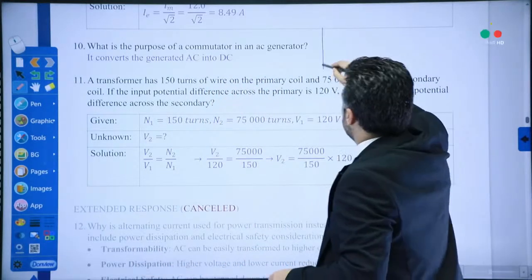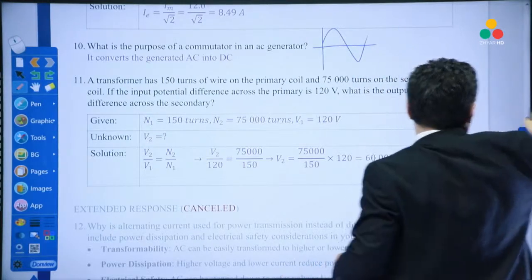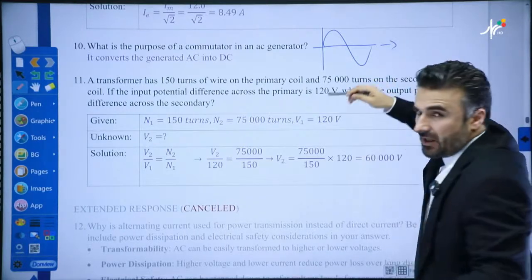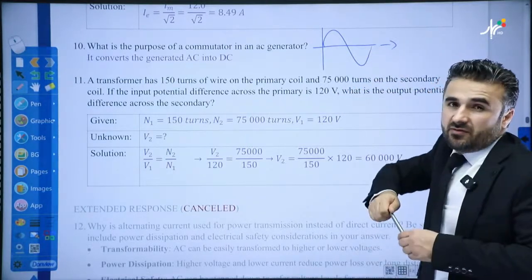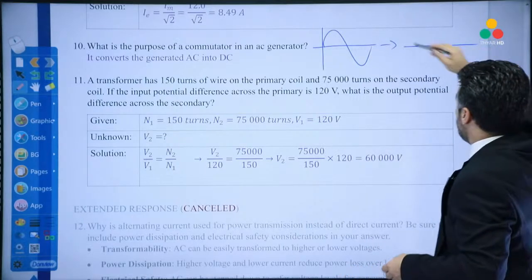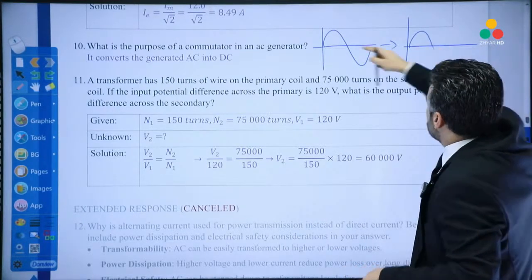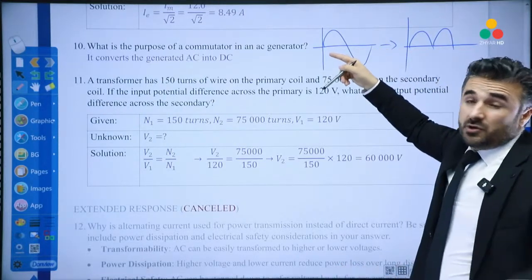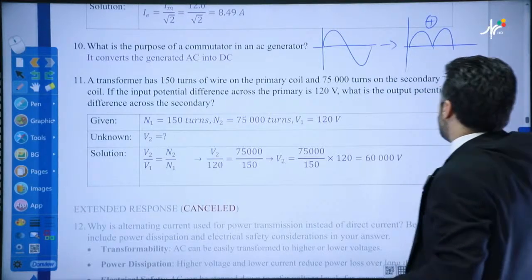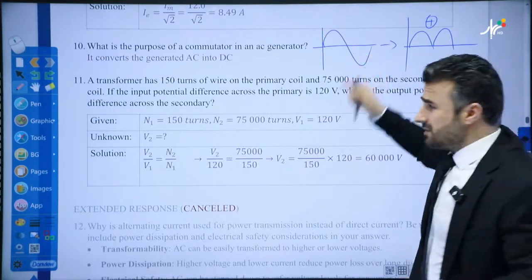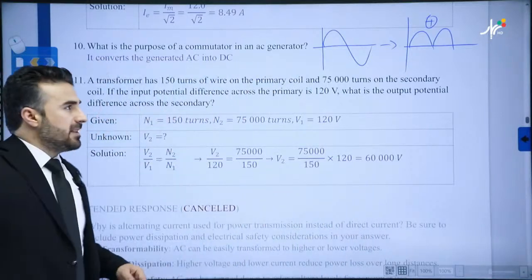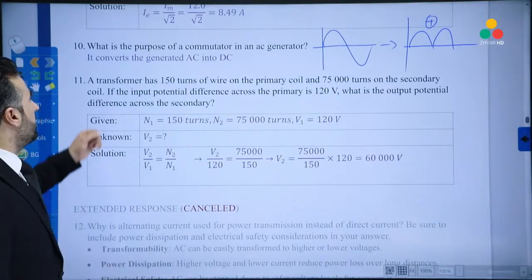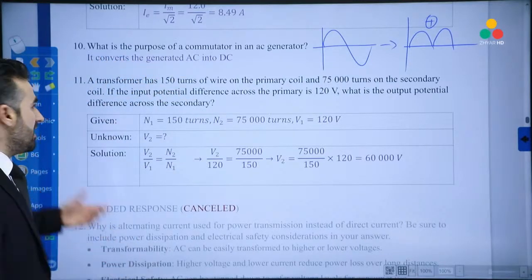For example, this is, let's say, the current that is generated in AC. So let's make this one a bit nicer here. Let's say this is what happens here. What the commutator does, remember, it reverses the direction of the current so that it's always in one direction. What do we mean by this? It is going to convert this one into something that is the first half, and of course this is the second half, because it doesn't allow the current to reverse its direction. So it is always in the positive direction. So this is what the commutator does. So it converts AC into pulsating DC, or just converts AC to DC. And that's all for that.